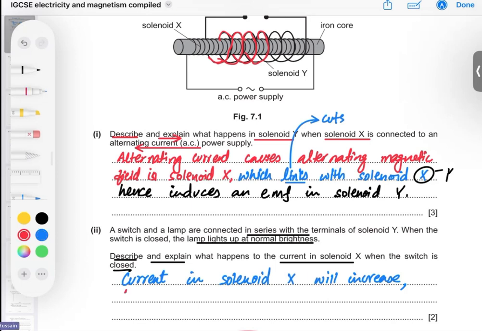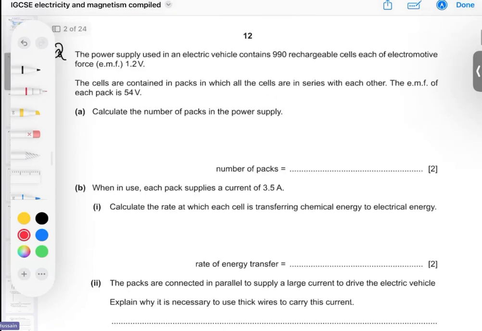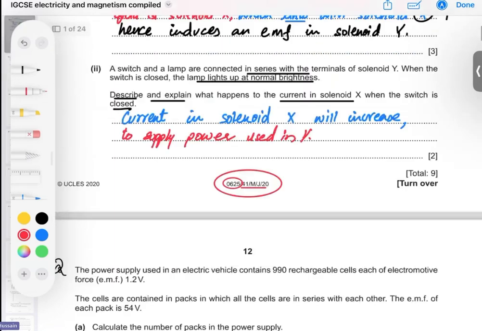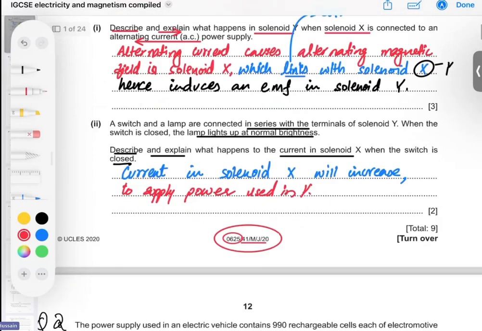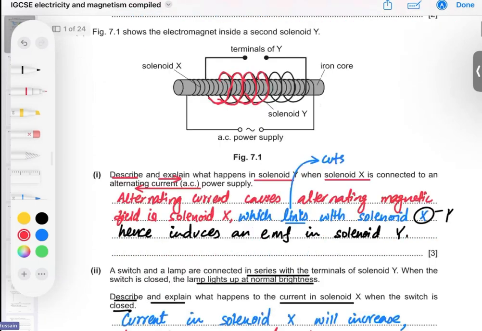To supply power used in Y. Okay. If you have missed it, then you should note down these answers.